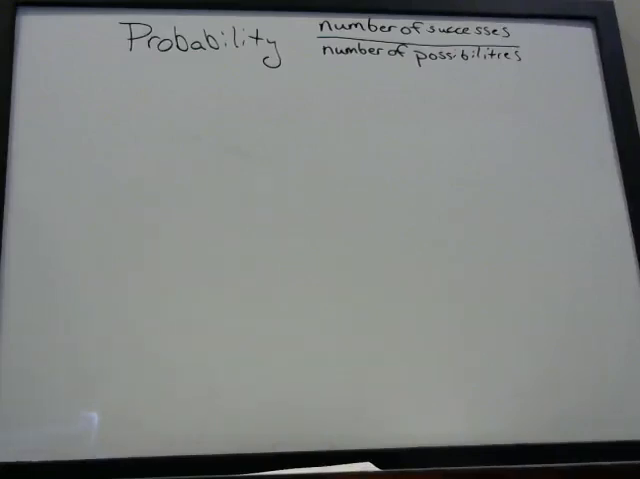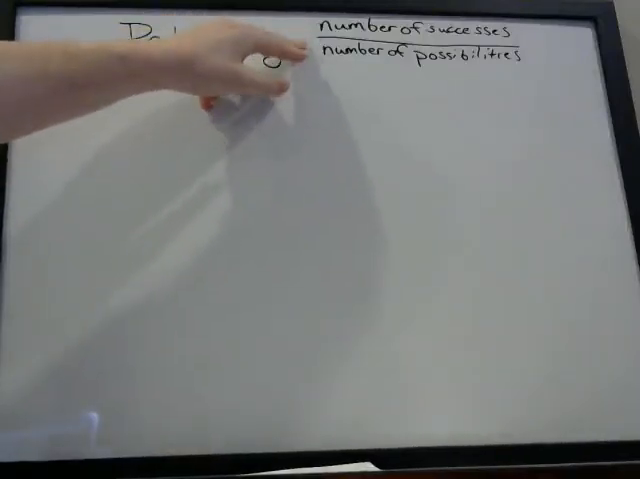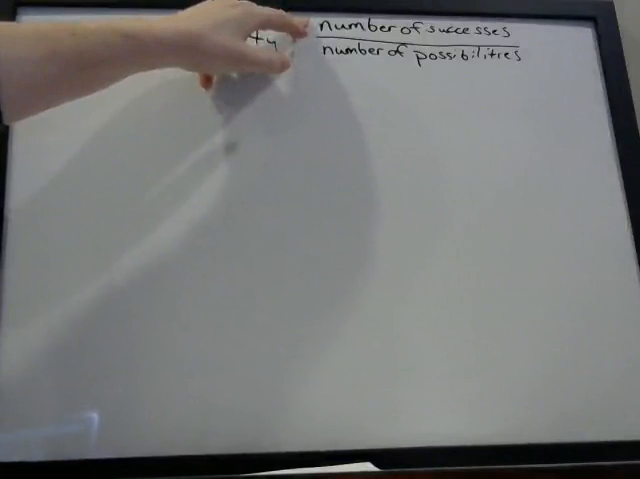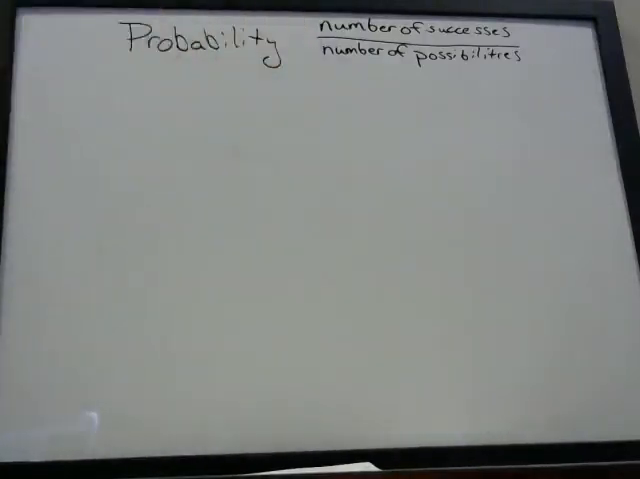Here we're going to talk about probability. Probability is really just the chance of something happening, and we normally write it as a fraction. On the top, in the numerator, you have the number of successes, which means whatever you wanted to happen, happened. It's also sometimes referred to as favorable outcomes.